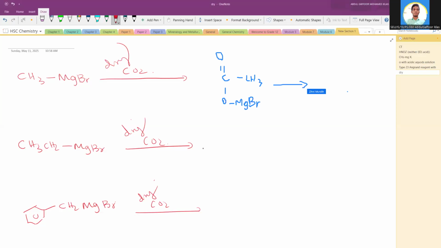Okay, that's fine. So in the first step, if you put only dry CO2, you cannot produce this H, right? So again, if you want to remove this MgBr, you have to separately put this H3O plus or water. It should be done in separate steps. Okay. And then I get the H3O plus, which reacts to create this. So you keep the double bond here.